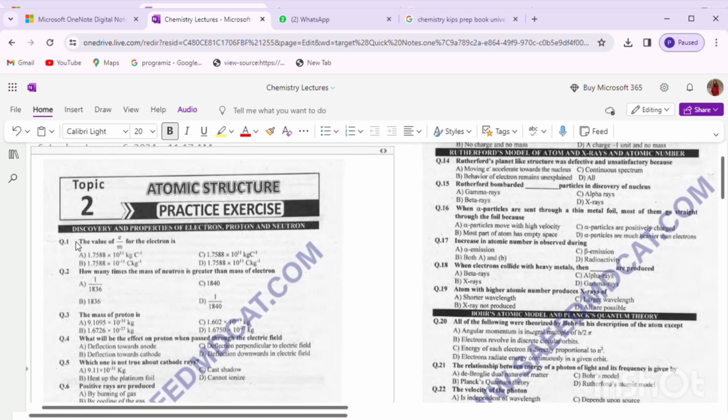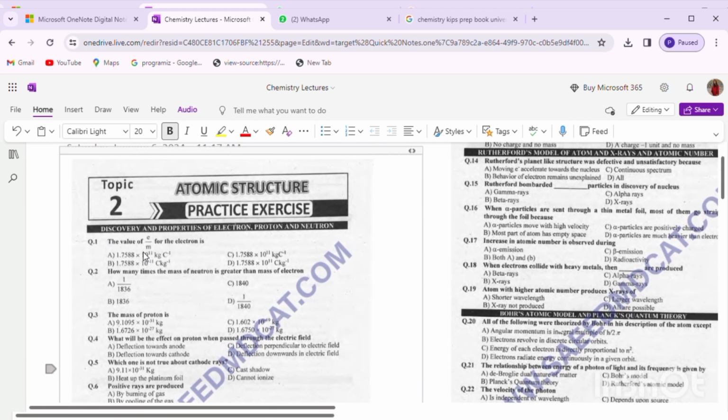So let's see what they are asking us in the first MCQ. The value of e/m for the electron, we have calculated, is 1.7588 into 10 to the power 11, positive 11, right? So as you can see, 1.7588 into 10 to the power 11, this is correct. 1.7588 into 10 to the power minus 11 is not correct. And 1.7588 into 10 to the power 11 is again correct in value, but the unit is not correct, right? So option A and option C are both correct in value.